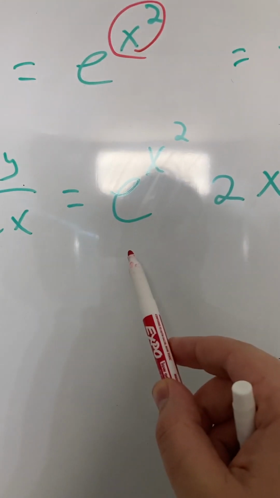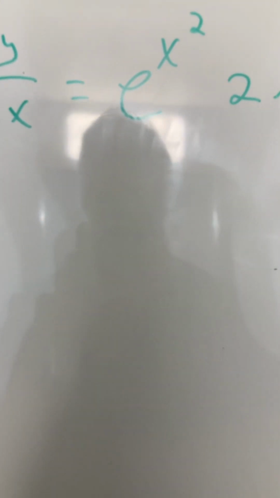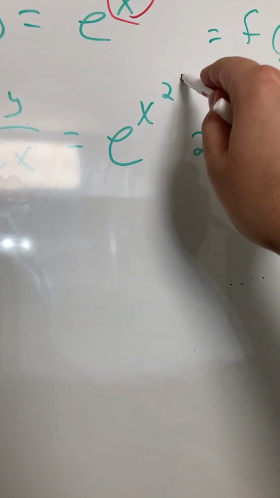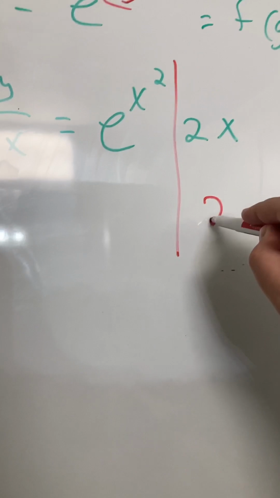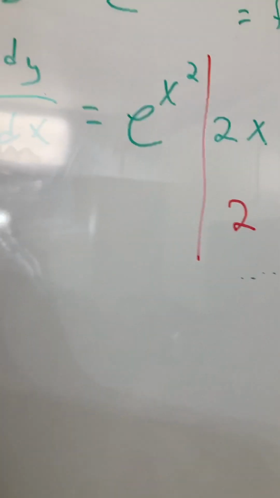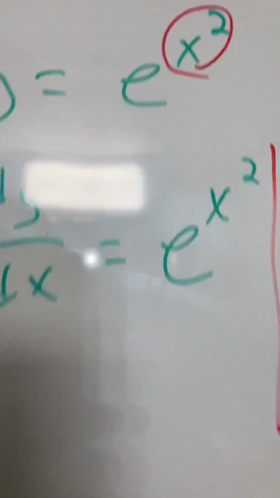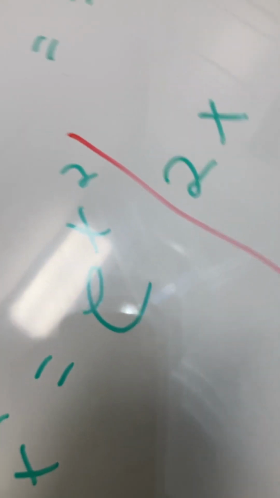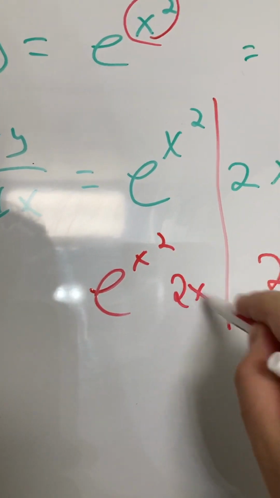This is a product, right? 2x is multiplying e to the x squared. So a lot of the time in my class, just as a visual help, I'm going to draw a straight line down the middle. What's the derivative of 2x? That's 2. And what's the derivative of e to the x squared? Well, shucks, have I ever derived e to the x squared before? Yes, I have. So I'm going to put e to the x squared times 2x down here again.